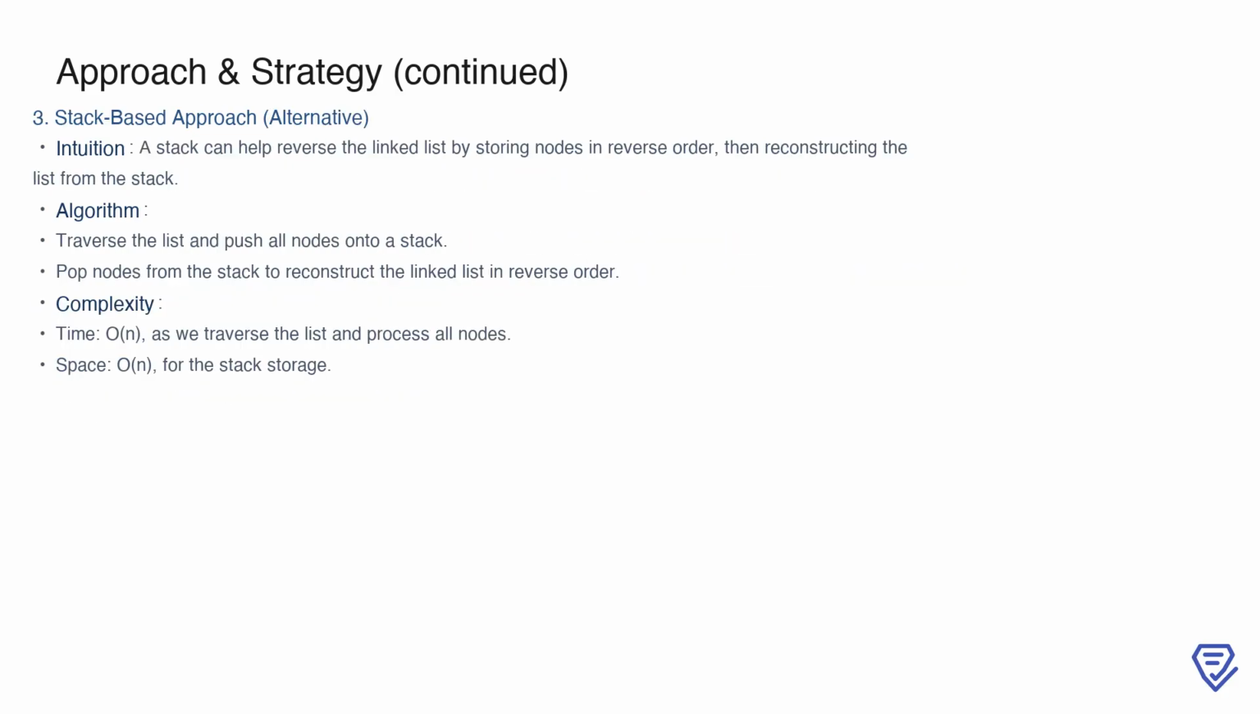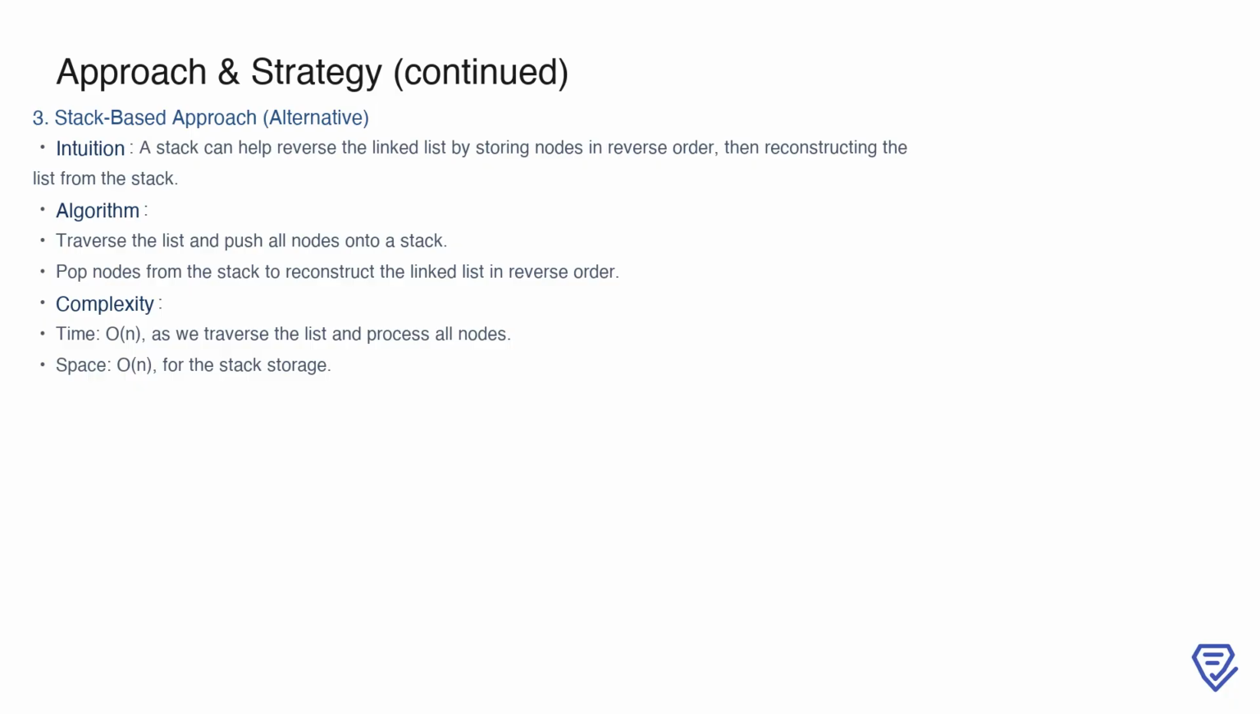An alternative technique we might consider is the stack-based approach. In this method, we use a stack data structure to help reverse the list. The intuition is straightforward: as we traverse the list, we push each node onto the stack, effectively storing the nodes in reverse order.